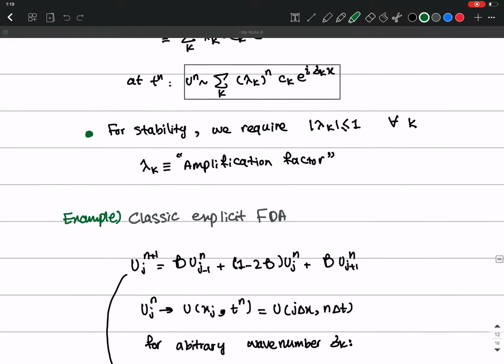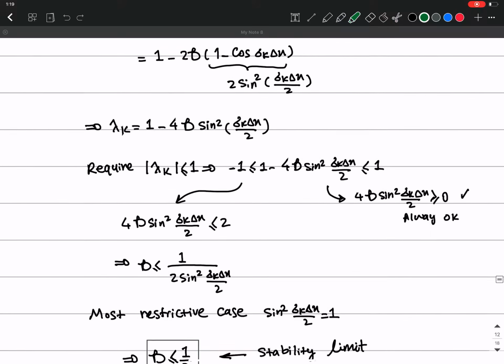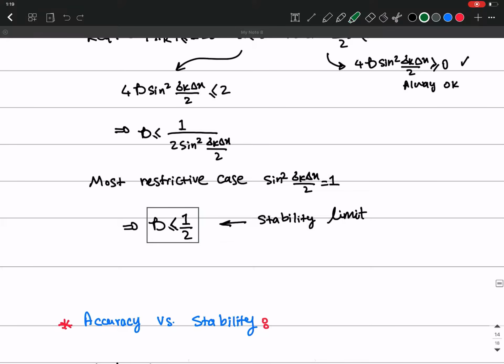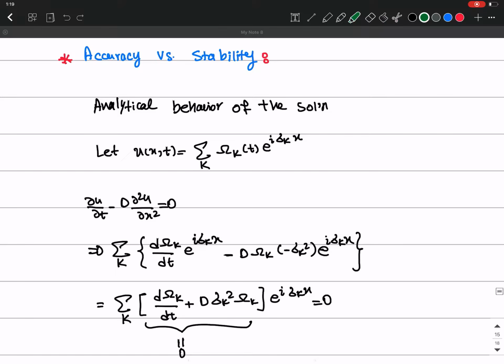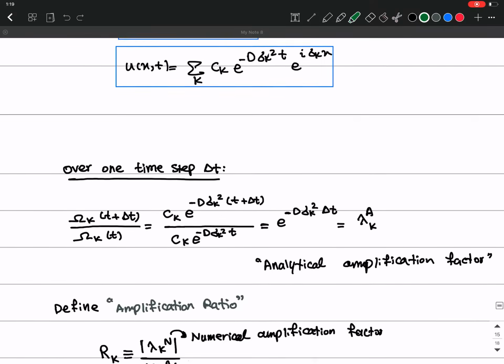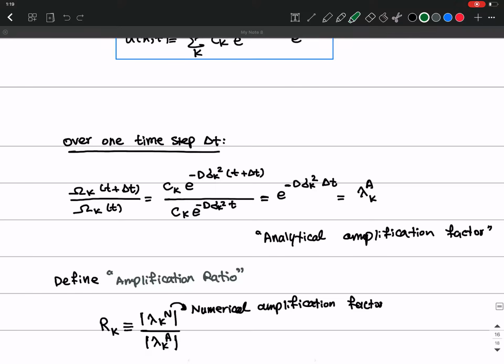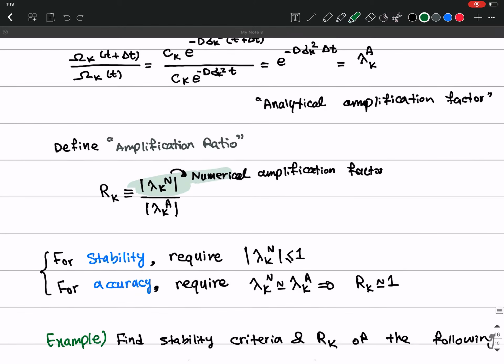Then we used this for a stability criterion, and we showed it for a diffusion problem. Then in this lecture, I looked at accuracy versus stability, which can also hold for the analytical solution. We can also show it with this Fourier series. So we defined an analytical amplification factor, which is shown here, and the numerical amplification factor, which is obtained from the numerical scheme that we are using.